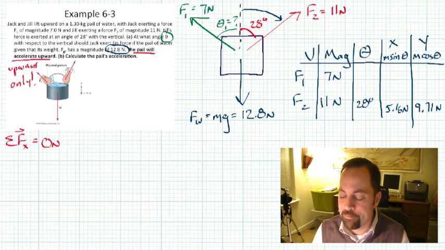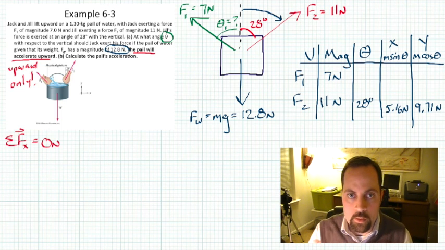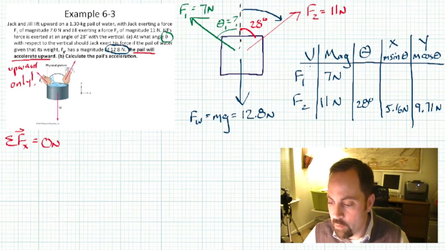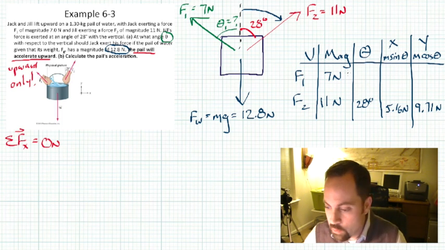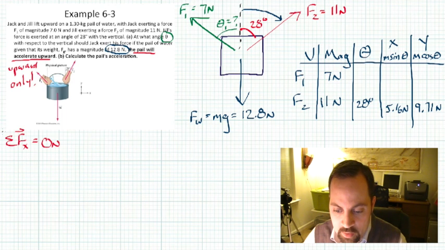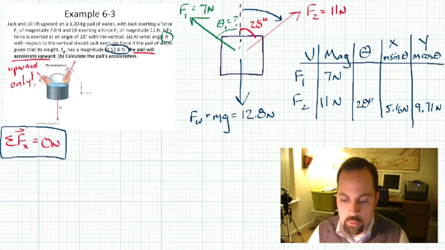9.71 newtons. Okay? Now, let's go back here for a minute. We don't know really much about vector 2 because we don't know the angle. But we do know this. We do know all the way over here on our left that the net force in the x direction is going to be 0.